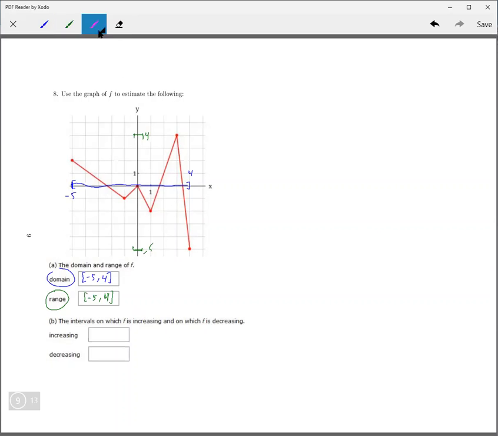So part B, the intervals on which f is increasing and on which f is decreasing. As you go from here to here, it's decreasing. As you go from there to there, it's increasing though. Here to there, it's decreasing. There to there, it's increasing. It's going up. So it's increasing from here to here. Now, like I said before, you can either include the endpoints or not include the endpoints.